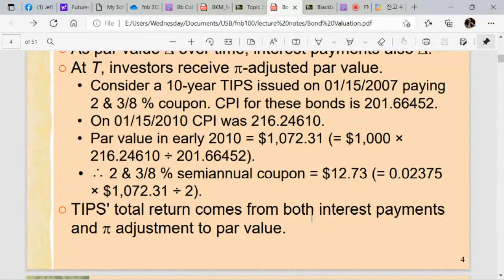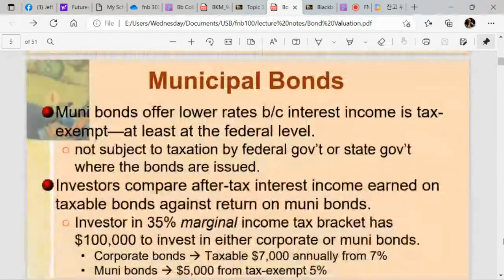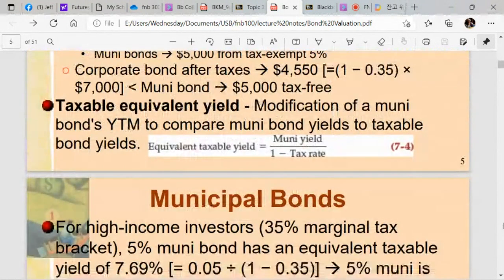So it's not a difficult thing. This is pretty much accounting, nothing but accounting. Accounting doesn't require much logical thinking. I mean, it requires it on a higher level, but not much higher level math, just pretty much low level math is okay. So that's TIPS. And we already talked about muni bonds.